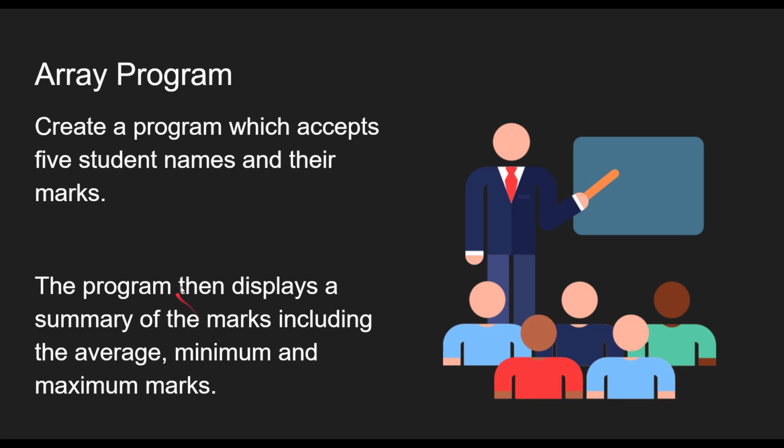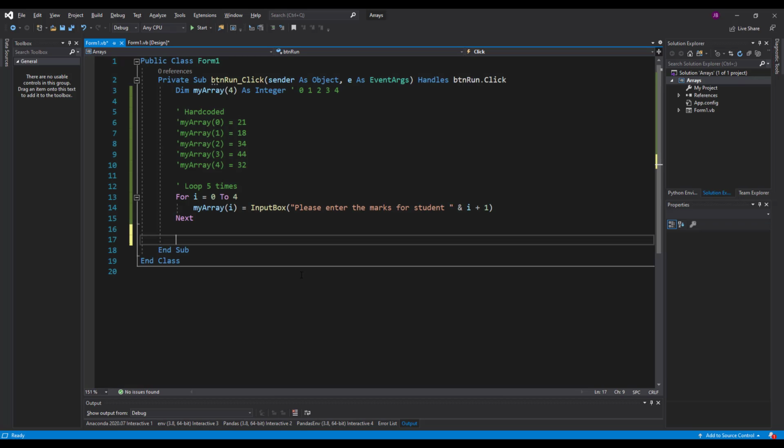So flick back over to my array program, enter the student names and their marks. I've still just ignored the student names at the minute. So the program then displays a summary of the marks, including the average, minimum, and maximum marks. So let's talk about display. How can I display this array?